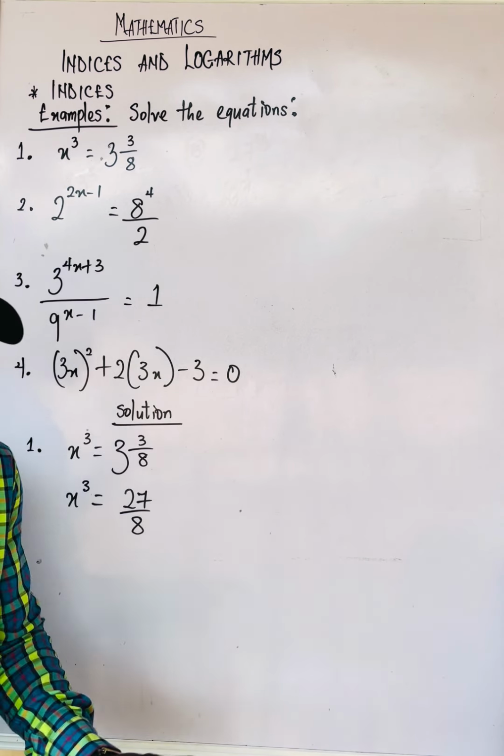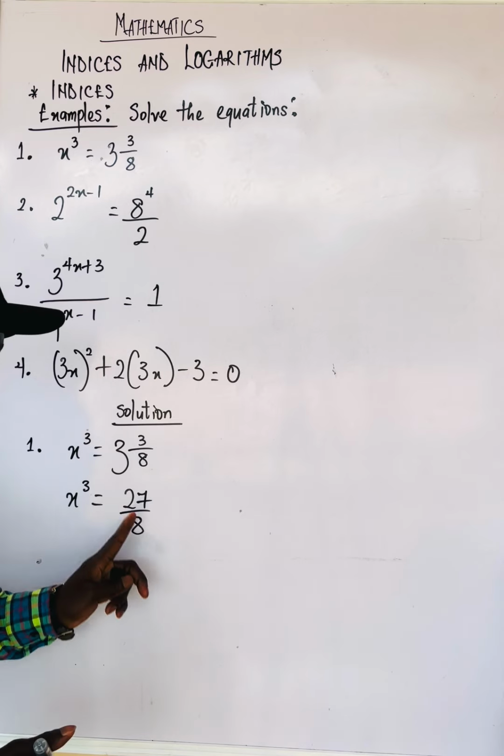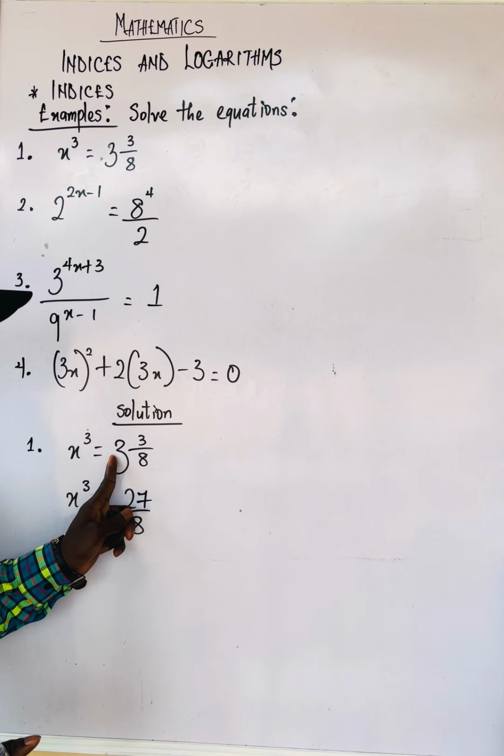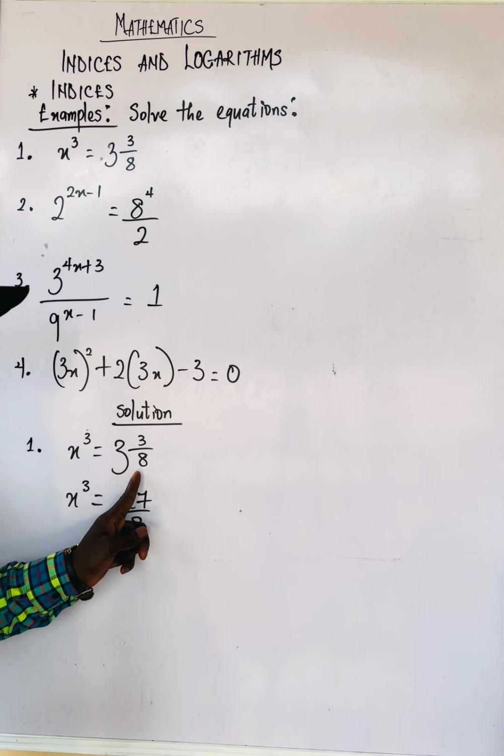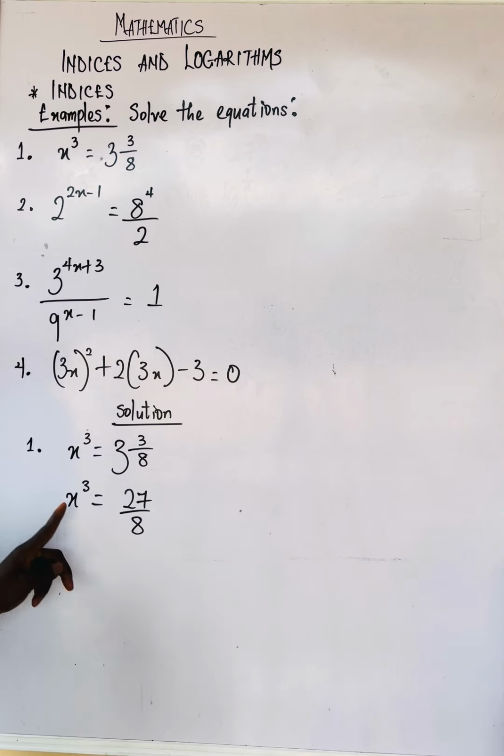In this place, you will learn a lot of things. Sure you get? So, now 8 times 3 is 24. 24 plus 3 is 27 over, that will be over 8. Now, what do we now do? We have x cube equals 27 over 8. What do you now do?